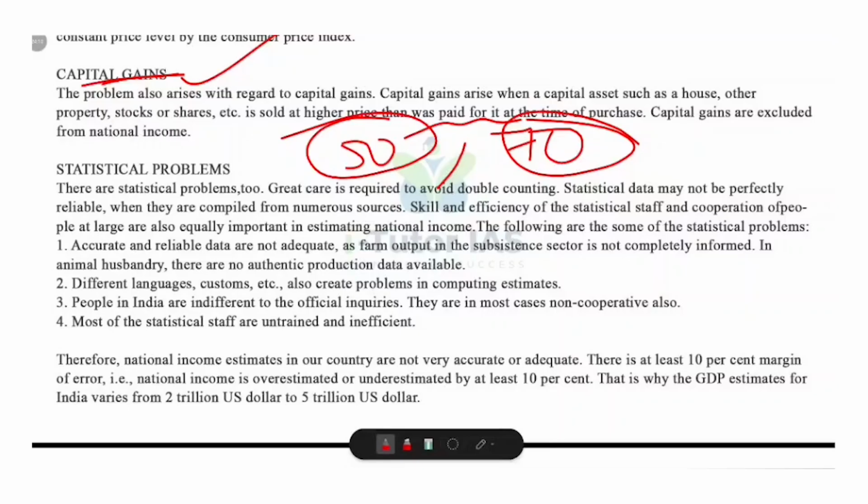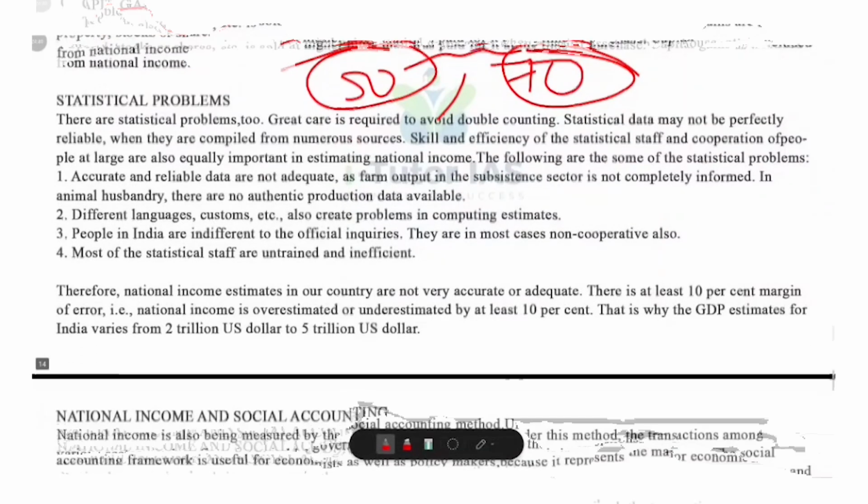Why is it excluded from national income? National income measures production of goods and services in a year, and capital gains are just a transfer of ownership, and no new goods or services are produced. Therefore, they do not add to the actual production of the economy. In short, capital gains increase your wealth, but they don't count as national income because national income only measures current production and not changes in asset prices.